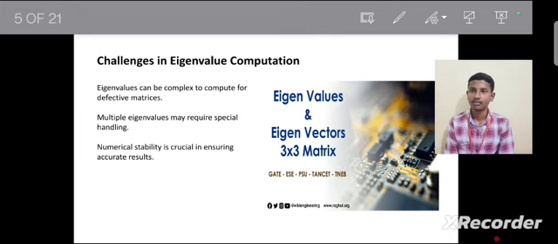Challenges in eigenvalue computation. Eigenvalues can be complex to compute for defective matrices. Multiple eigenvalues may require special handling. Numerical stability is crucial in ensuring accurate results.